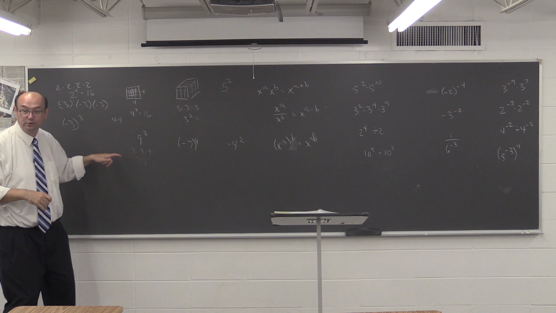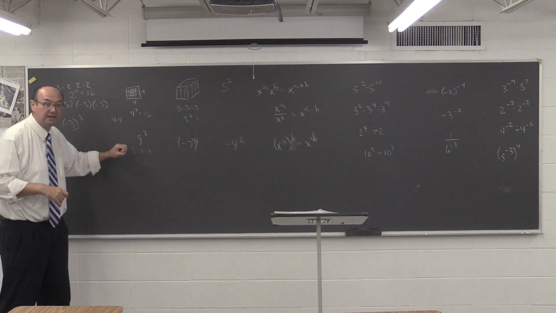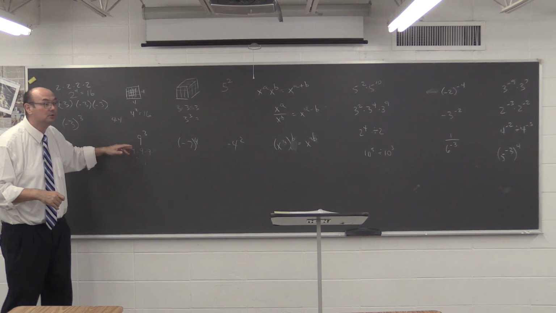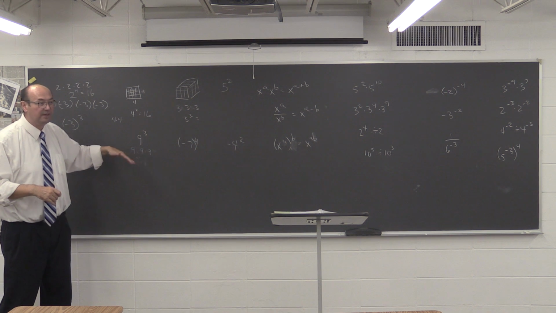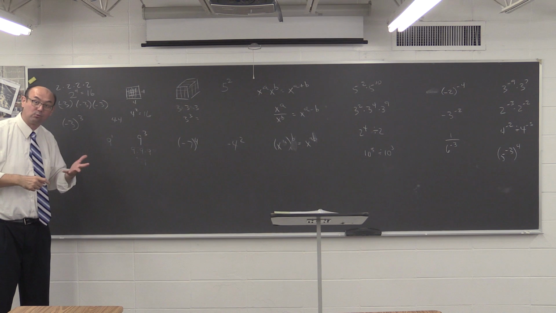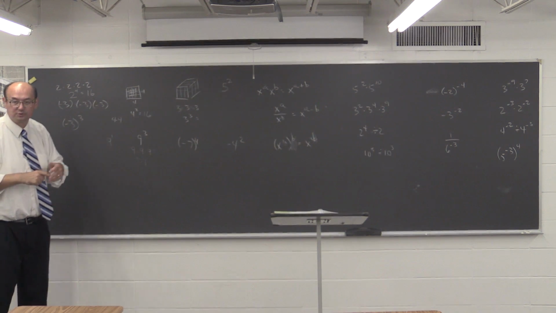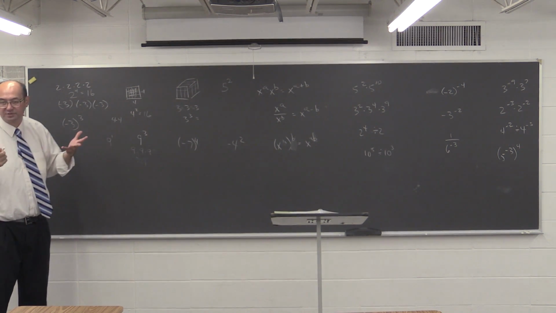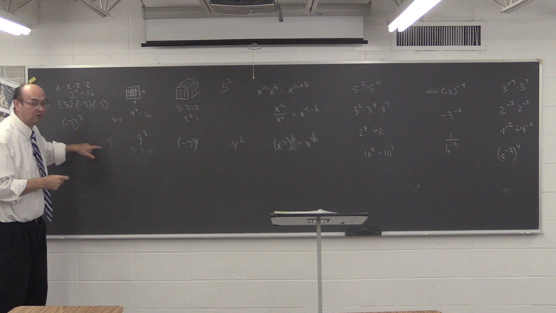If I had a 5 there, I'd do 5 9s. If I had a 2 there, I would do 2 9s, 9 times 9. If I had nothing there, there's an imaginary 1 all the time, but we never write it, okay? You're 14 years old to the first power. You're just 14, okay, or 13. 9 to the first, okay?